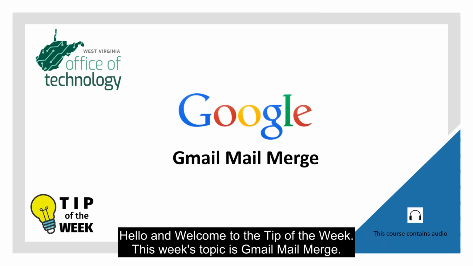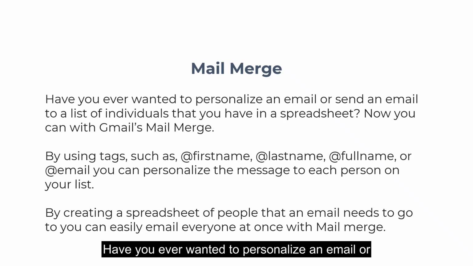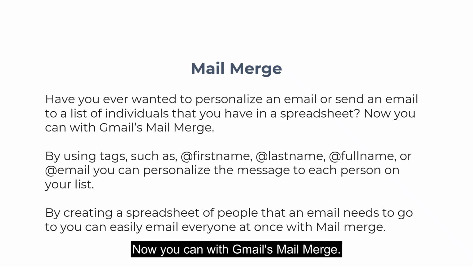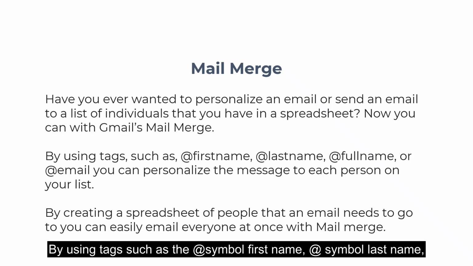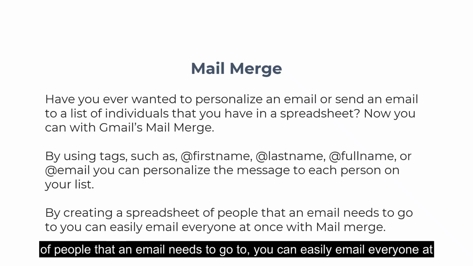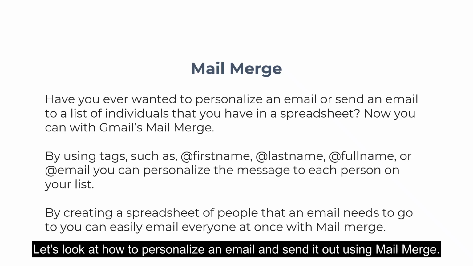This week's topic is Gmail Mail Merge. Have you ever wanted to personalize an email or send an email to a list of individuals that you have in a spreadsheet? Now you can with Gmail's Mail Merge. By using tags such as @FirstName, @LastName, @FullName, or @Email, you can personalize the message to each person on your list. By creating a spreadsheet of people that an email needs to go to, you can easily email everyone at once with Mail Merge. Let's look at how to personalize an email and send it out using Mail Merge.